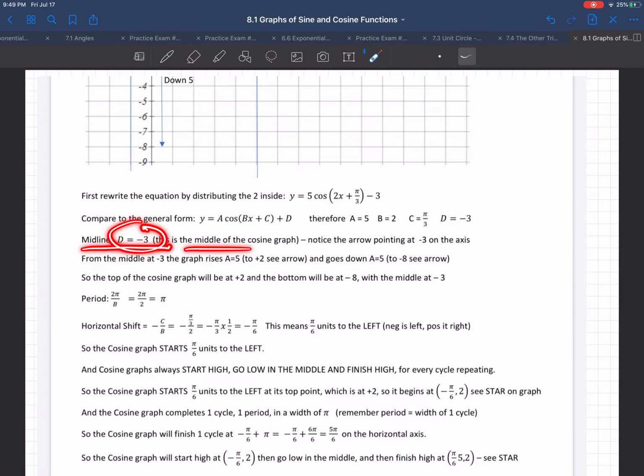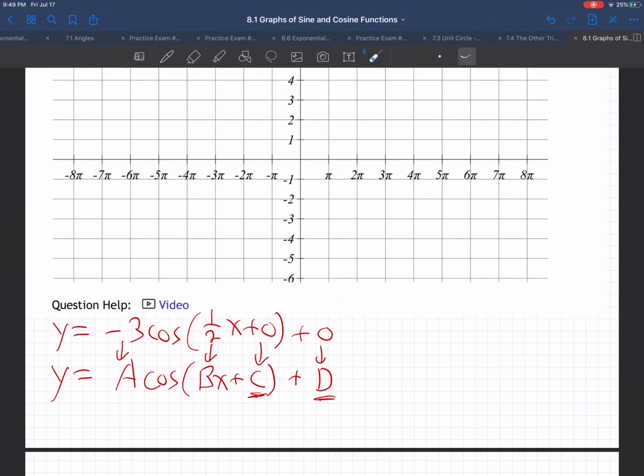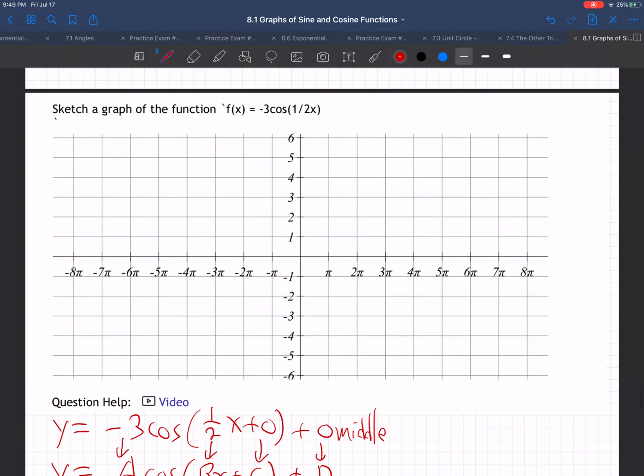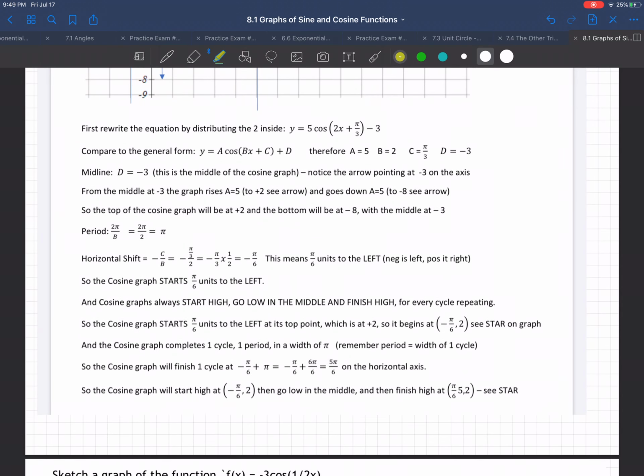So next, we find the midline. It's D, and that's the middle of the graph. So what is D? That's 0 for us. So this is the middle of the graph. Let me put that on for us. So the middle of the graph is right there at 0. And then the amplitude, next it tells us about the amplitude. It says from the middle, A is the amplitude, how much it rises and goes down is A.